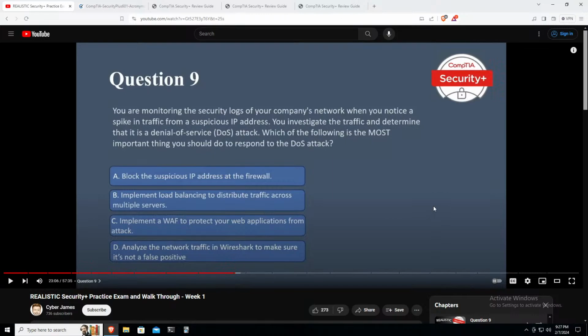You're monitoring the security logs of your company's network. When you notice a spike in traffic from a suspicious IP address, you investigate the traffic and determine that it is a denial of service DOS attack. Which of the following is the most important thing you should do to respond to the DOS attack?